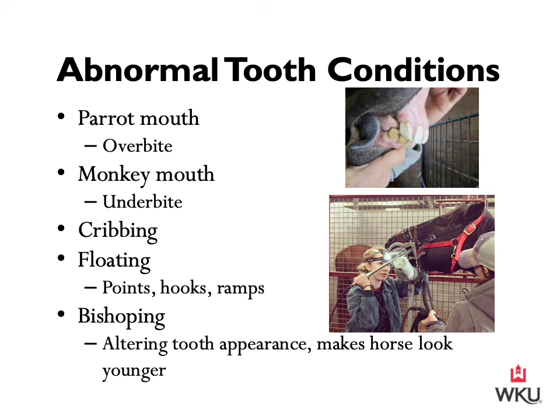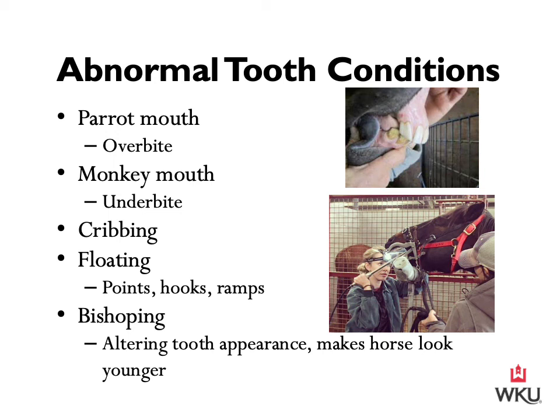Moving on to that, we have floating. So floating is going to be largely used to manage and maintain our horse's dental health per se. Floating is sometimes called dental reduction or dental equilibrium, which means to file or smooth the points, the hooks, or ramps on teeth to facilitate chewing.